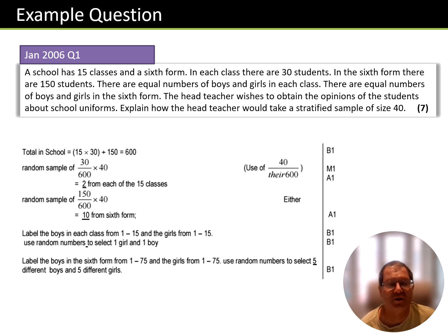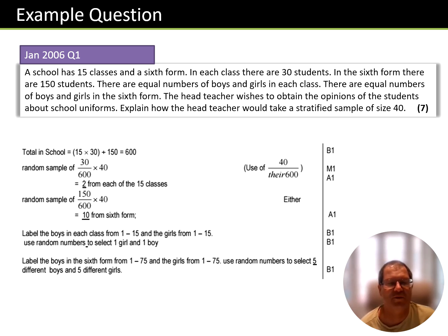So they've worked out the total in the school is 600. They've divided 30 by 600 and times by 40, so that's 2 from each of the 15 classes. Oh, I see. So they haven't just divided it into the classes as it is, they've divided it into each class individually. So that is a little mistake of mine, because I just had 30 in total from the 15 classes, which was 15 boys and 15 girls, but they're saying they want 2 from each of the classes, and presumably on that basis, as we can see later, they want 1 girl and 1 boy from each class. So they've gone into a bit more depth than that did.